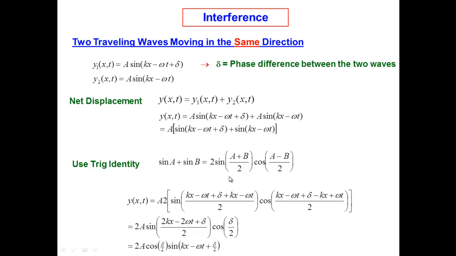In just a few steps, we end up with a result where the sine term looks very much like one of the original waves. In fact, it's the sine of kx minus omega t plus delta over 2, which is really half of the phase difference between the two waves. But what we see out in front, acting as an amplitude, is 2A times the cosine of delta over 2. So what does that do to this wave? What difference does that make?